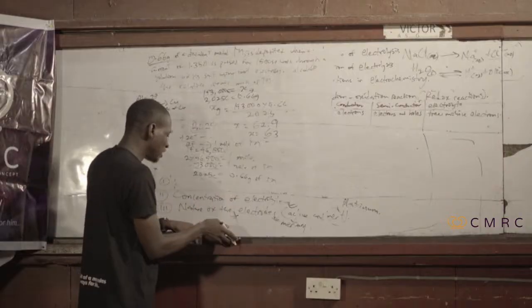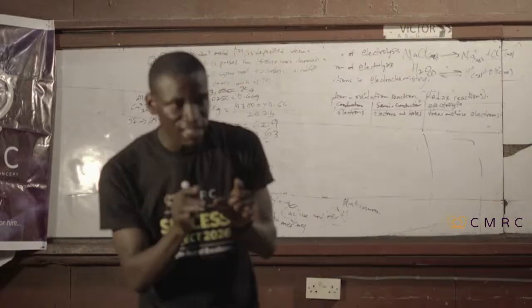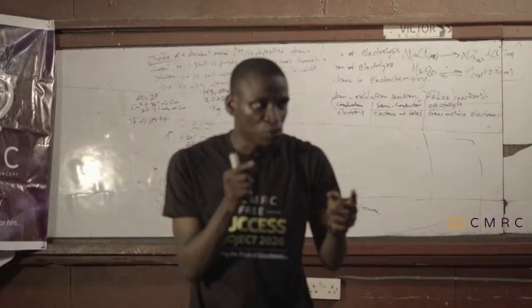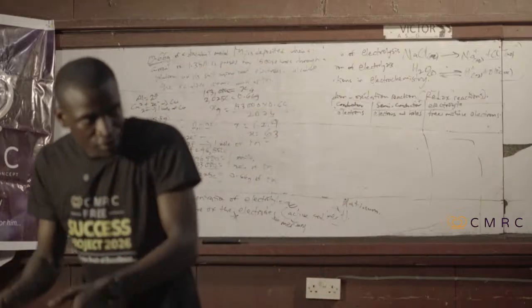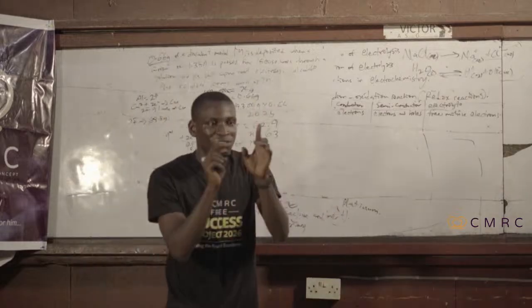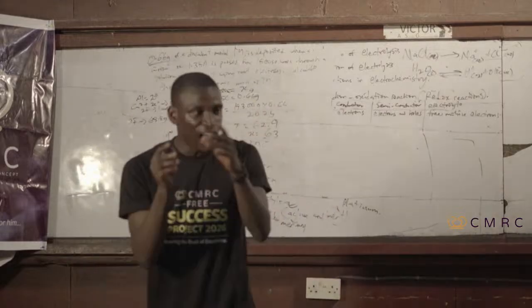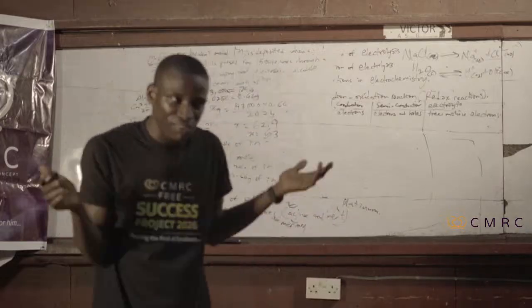So just know that if they say something is univalent, that means that thing needs only 1 electron. Maybe it needs to gain 1 electron or lose 1 electron to form 1 mole of its normal atom. So that is to say, if that thing is univalent, 1 Faraday. If it is divalent, 2 Faradays. If it is trivalent, 3 Faradays. If it is tetravalent, 4 Faradays. Just as simple as it is.